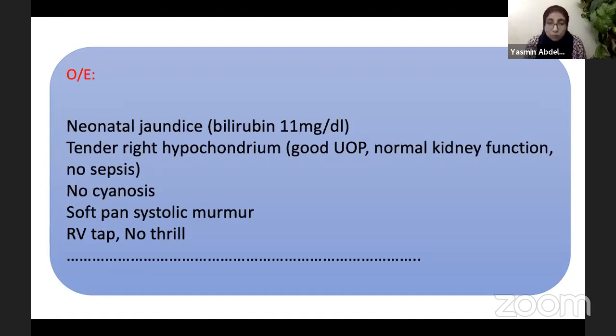He had no cyanosis, with a soft pansystolic murmur all over the precordium. He had an RV tap with no thrill. At this age, it is expected to have an RV tap, as there is still RV dominance. We mentioned that he had a tender right hypochondrium, which means that the patient is in failure, but he had good urine output, so he is not in circulatory shock. And he also had neonatal jaundice.